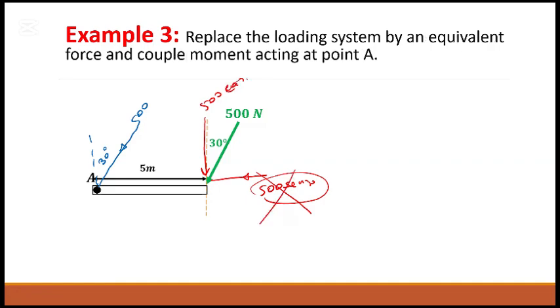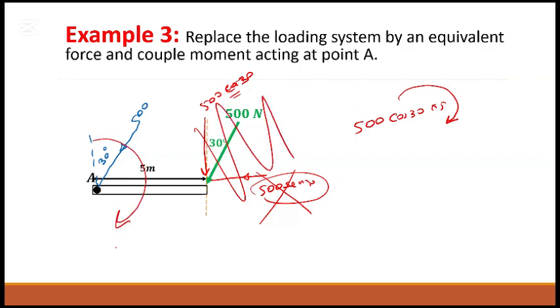500 cos 30 is creating a moment, which is 500 cos 30 times 5, in which direction? In the clockwise direction. So you can now get rid of all of this, and you can write this as 500 cos 30 times 5 Newton meters. All good? Yes.